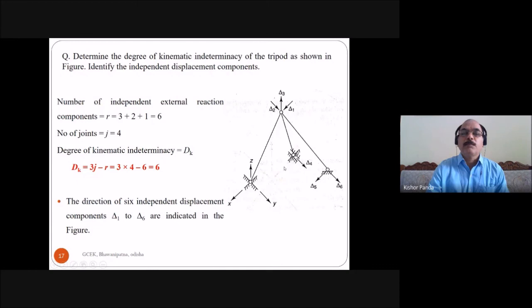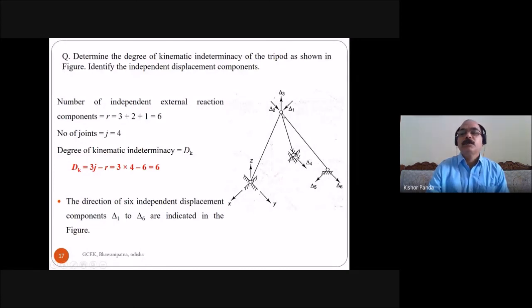So what is the total number of reactions? 3 plus 2 plus 1, 6. The number of joints is equal to, how many joints are here? 1, 2, 3, 4. Joints is equal to 4. So the degree of kinematic indeterminacy is dk is equal to 3j minus r, 3 into 4 minus 6, this is equal to 6. So just to give the 6 independent displacement components, delta 1 to delta 6 of this one.